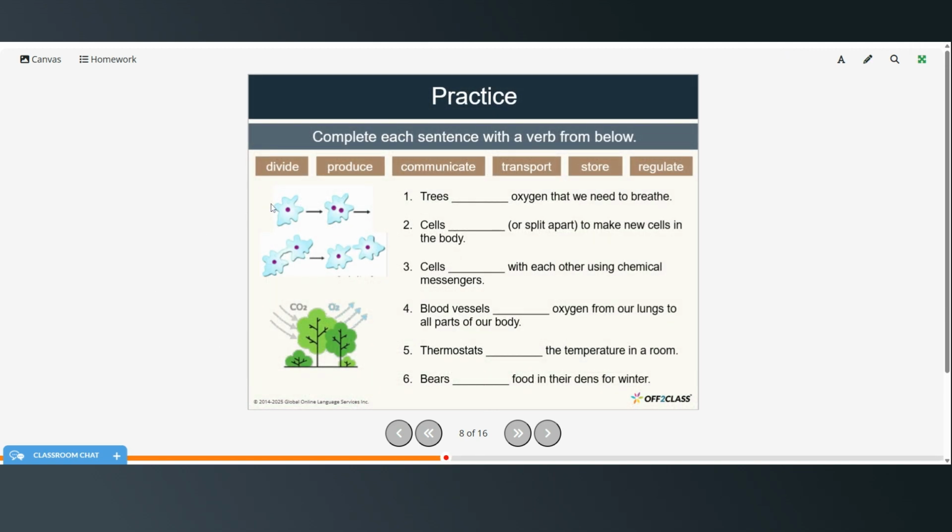All right, so now see if you can fill in the blanks in each of these sentences with one of the words from the boxes. You can pause the video and try that on your own, and then restart when you're ready to check your answers.